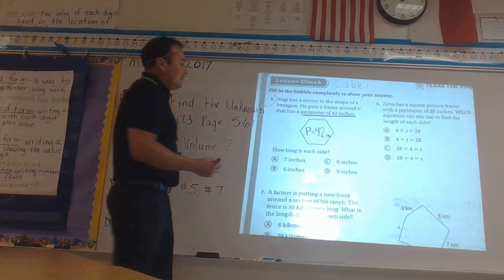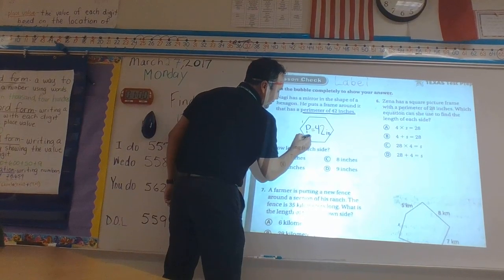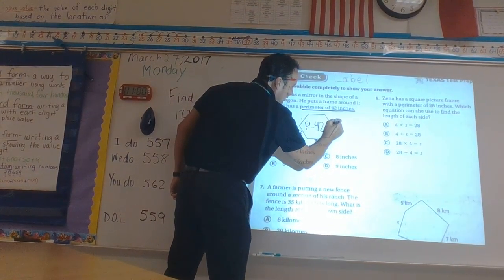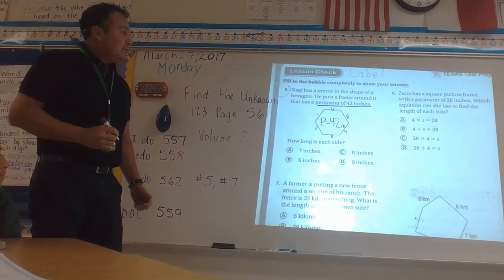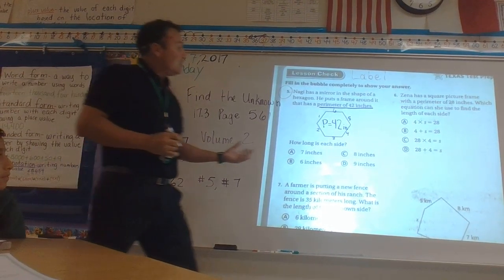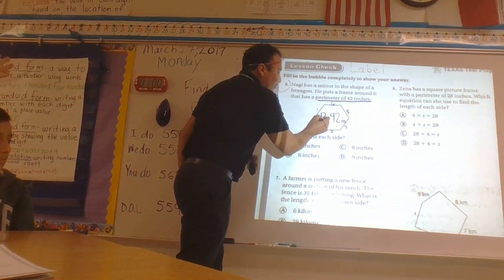Count the sides. Count the sides, good. I have 1, 2, 3, 4, 5, 6. So I have 6 sides. So now I have 6 sides, and I know my total is 42. What's the next thing I can do?